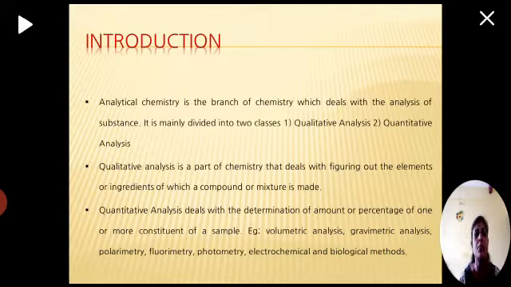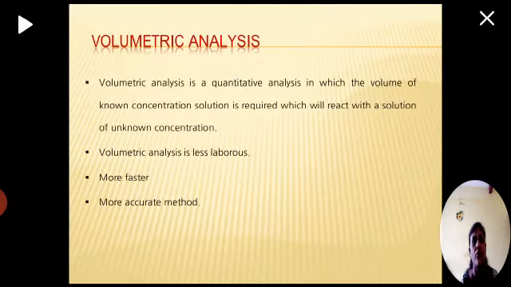Qualitative analysis is a part of chemistry that deals with figuring out the elements or ingredients of which a compound or mixture is made, and quantitative analysis deals with the determination of the amount or percentage of one or more constituents of a sample. Here are some examples of quantitative analysis: volumetric analysis, gravimetric analysis, polarimetry, fluorimetry, photometry, electrochemical and biological methods. Volumetric analysis.